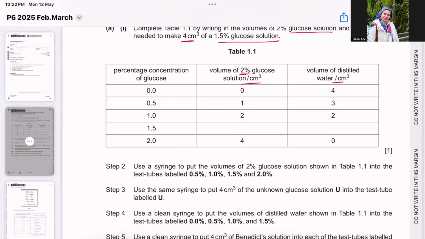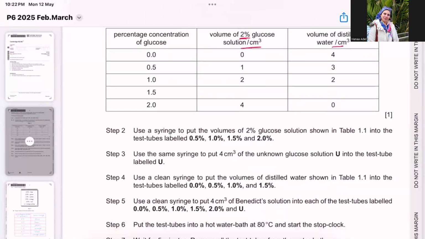Now we have to know what is the volume needed from the 2% glucose solution per cubic centimeter when we make a concentration of 1.5. If you concentrate well, we can get this volume by cross multiplication this way. So we can say 4 multiply 1.5 divided by 2, which is equal to 3. So we can write here 3.